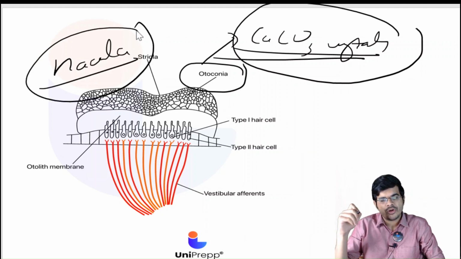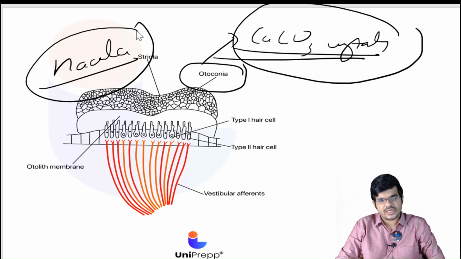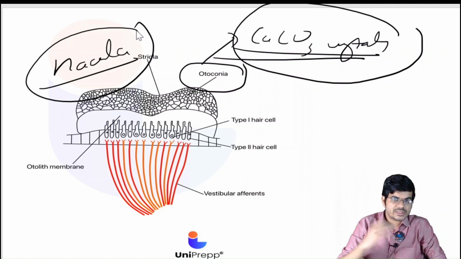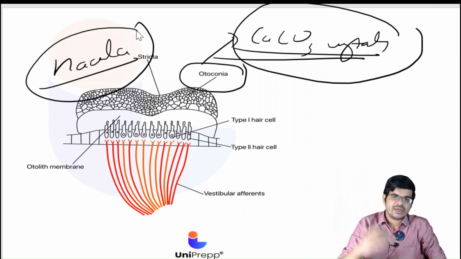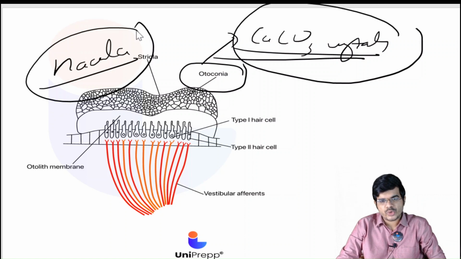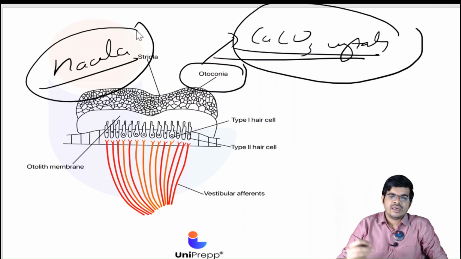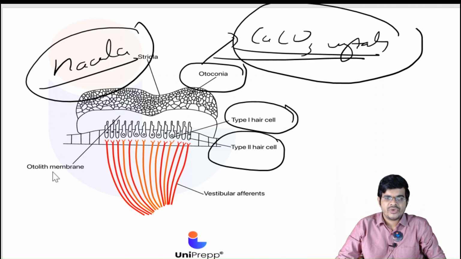The macula is the receptor for linear acceleration, right? Angular acceleration is dealt with by the crista ampullaris of the semicircular canal. Okay, so on the macula you have these crystals called otoconia, otoconial debris, and since these crystals are present over the macula, it is also known as the otolithic organ. The utricle and saccule are also known as otolithic organs. And now you can see there are structures called the type 1 hair cell and the type 2 hair cell, which are projecting into the calcium carbonate crystals. Okay, and this membrane is what is called the otolithic membrane.